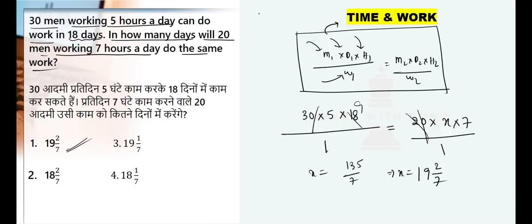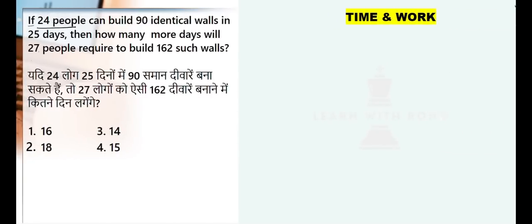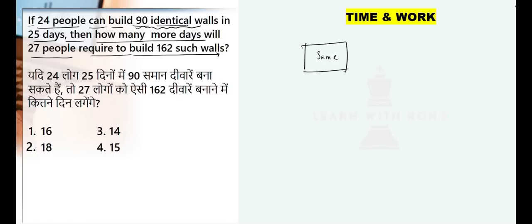Let's see our next question. See this one, if 24 people can build 90 identical walls, which is the work here, in 25 days, then how many more days will 27 people require to build 162 walls? So we discussed a formula in the previous question, right? The same formula applies. Here they have given work as 90 walls and 162 walls. Solve this problem and comment your answer. Okay, let's see our next question.